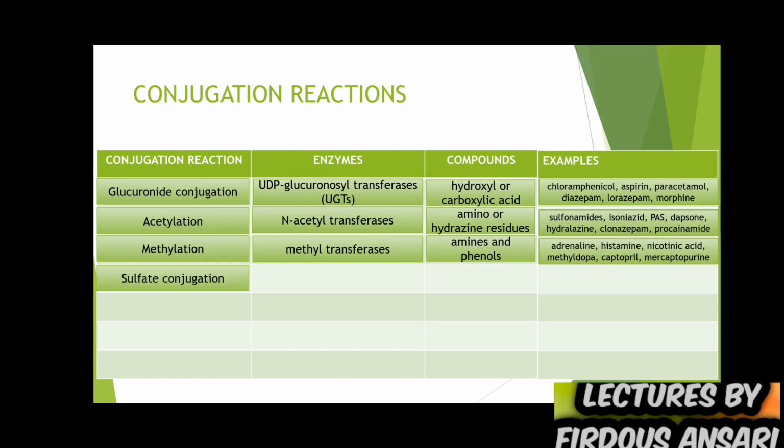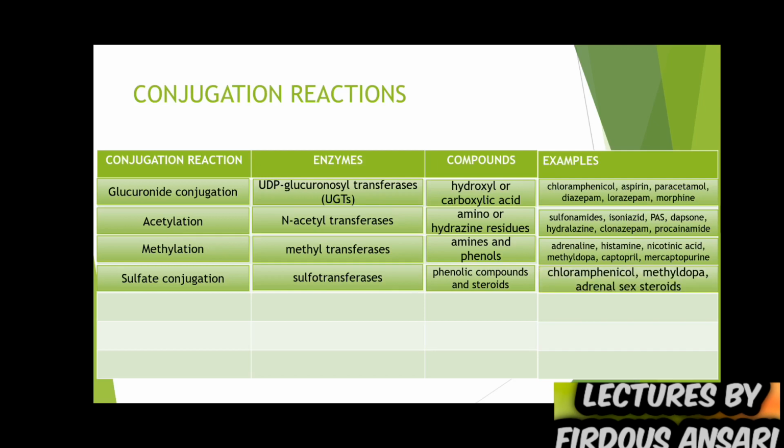Next reaction is the sulfate conjugation reaction, and the enzyme required over here is sulfotransferase. Basically the phenolic compounds and steroids are sulfated by the sulfotransferase enzyme. Examples of drugs include chloramphenicol, methyldopa, adrenal and sex steroids. The next reaction is the glycine conjugation reaction. Salicylates and other drugs that have carboxylic acid groups are conjugated with glycine, but this is not a major pathway of metabolism as such.